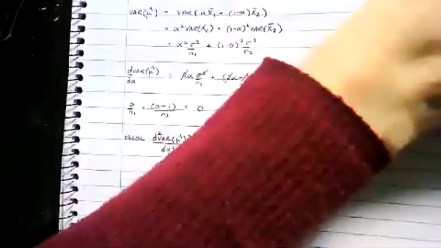So moving on to question 4. With question 4, what I was given is a random sample of 5 elements from a binomial distribution with parameters 3 and p.